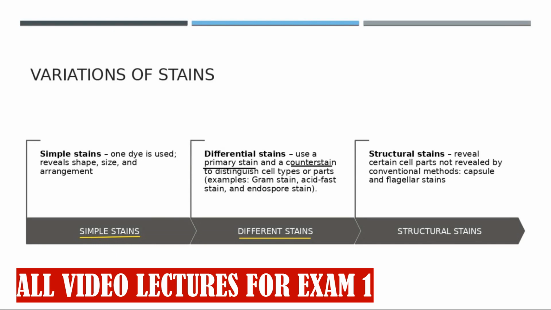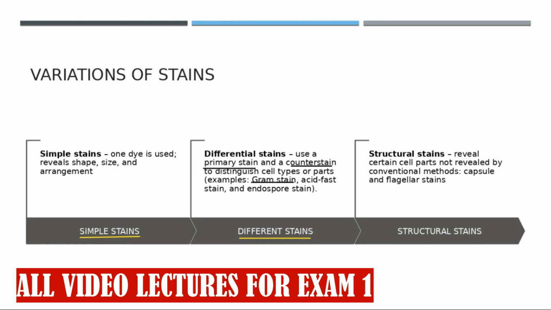An example is when we perform gram staining. They use two types of dyes, primary stain and counterstain. The primary stain is usually a basic dye. The counterstain is usually an acidic dye.